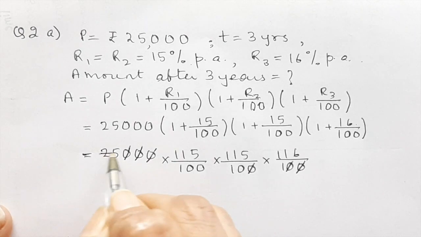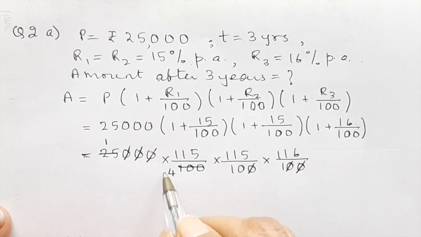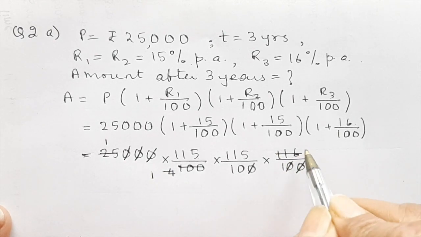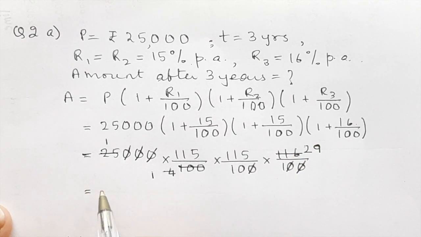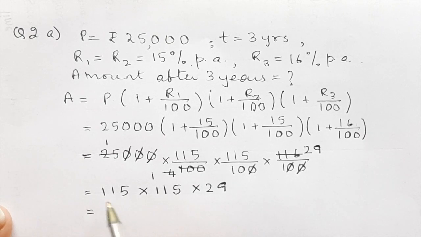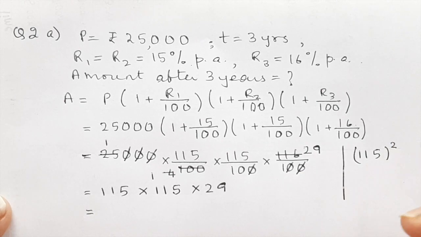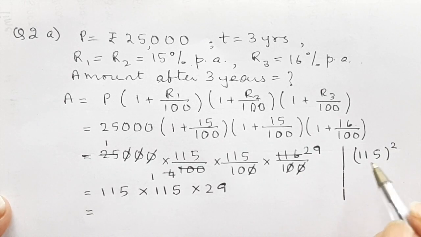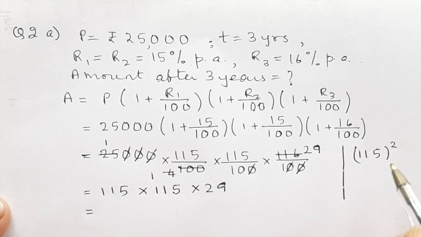Now we know that 25 ones are 25 and 25 fours are 100. Now 4 will divide here. So 4 ones. And here it will be 4 twos are 8 and 4 nines are 36. So we will have 115 into 115 into 29. So we first multiply 115 into 115, which means the whole square. So here I have a shortcut to find the squares of numbers ending in 5. I'll put the link out there so that you will know how to find the square of numbers ending in 5.